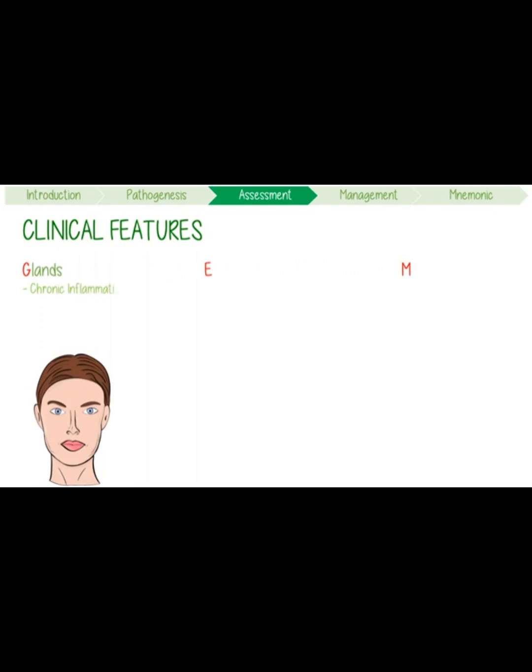Let's see about the clinical features. The clinical features come with the mnemonic GEM. G stands for enlarged gland. It is due to chronic inflammation. It is firm and non-tender. It can be unilateral or bilateral, and it affects mainly the parotid gland.